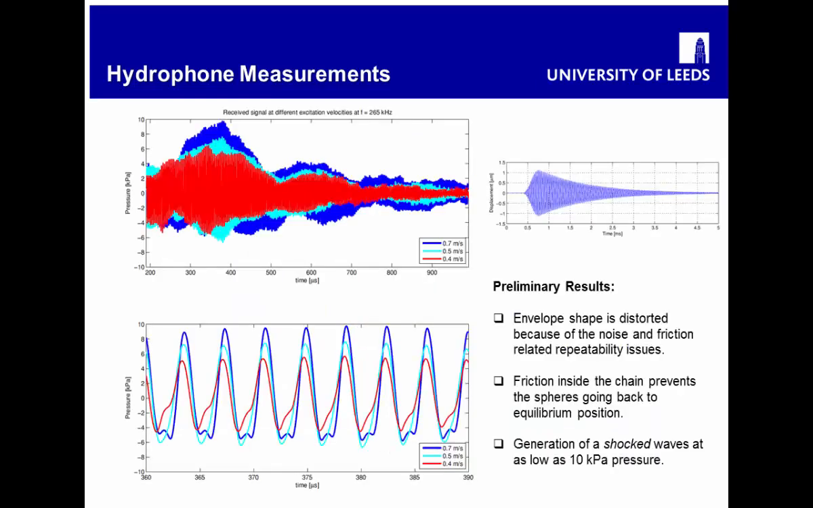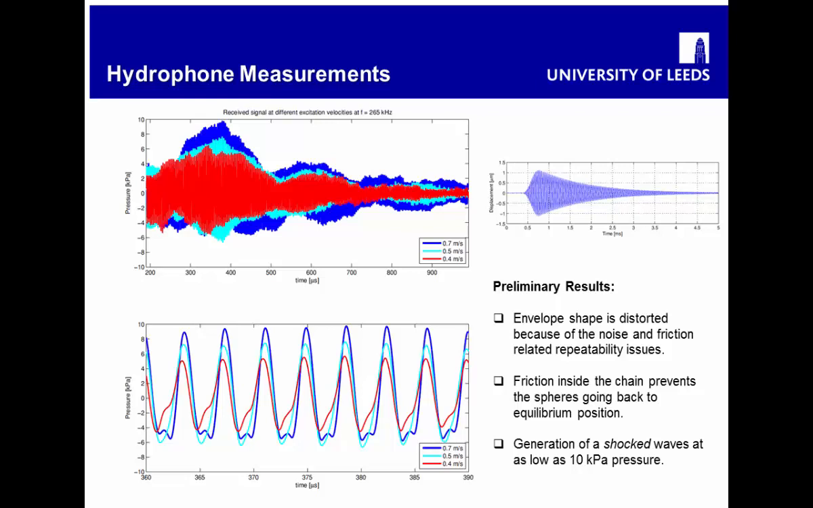Okay, now we can look at the time domain signal and comment on it. The time domain signal looks horrible actually in this case, because the input of the signal is this. This is the input to our chain, and the envelope of the pressure wave is distorted. Why? Two reasons. The first reason is noise, obviously, and the second reason is some repeatability issues we spotted later. There's friction inside this chain. It's touching an acrylic mold, and when there's friction inside the chain, the spheres don't go back to their equilibrium position. If they always go back to the same position, we expect what's going to happen.